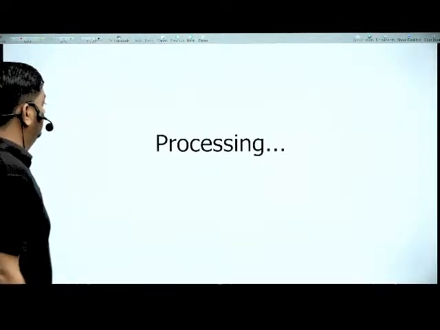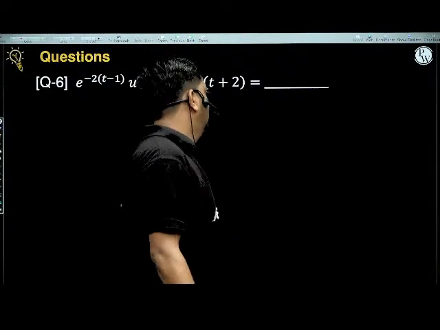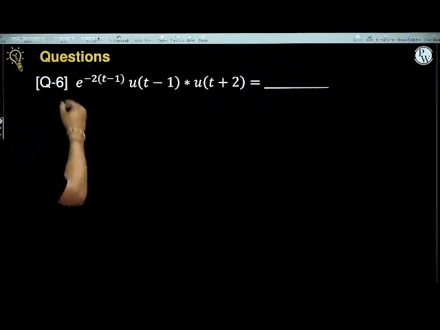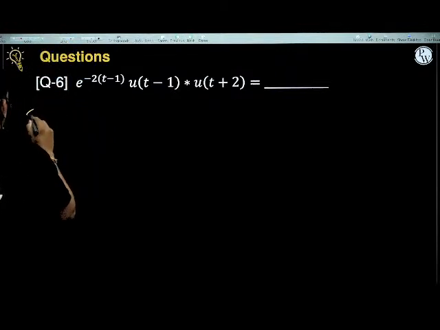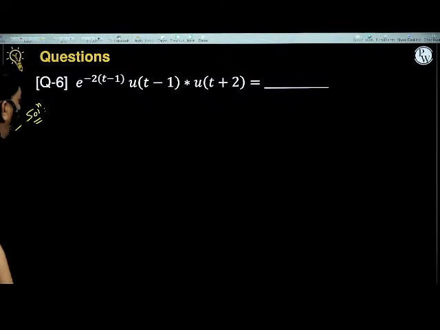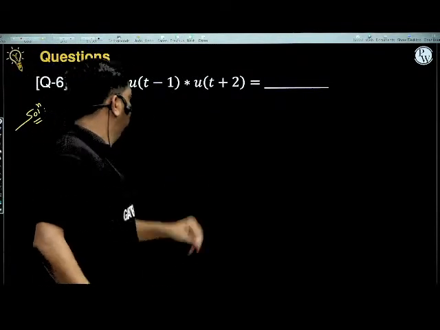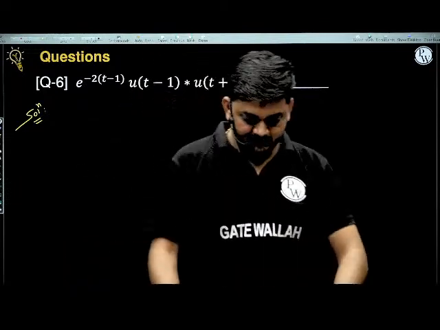Okay, so continuous time convolution, this is part 2. Now let us solve this question, guys. Based on the property, let us solve this question. See the solution of this question. Convolution of e to the power minus 2 (t minus 1) u of (t minus 1), convolved with u of (t plus 2), is dash.